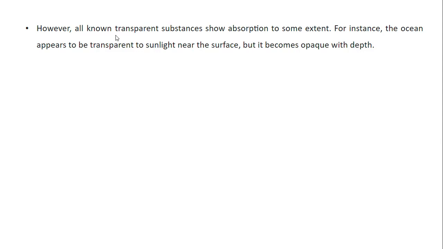Next, however, all known transparent substances show absorption to some extent. They do have absorption of light. It completely doesn't mean that transparent objects don't absorb any portion of light, but they absorb a small fractional portion of light. So they have certain absorption. For instance, you have the example of the ocean: the ocean appears to be transparent to sunlight at the top of the surface, the outermost layer of the ocean, but it becomes opaque with depth.